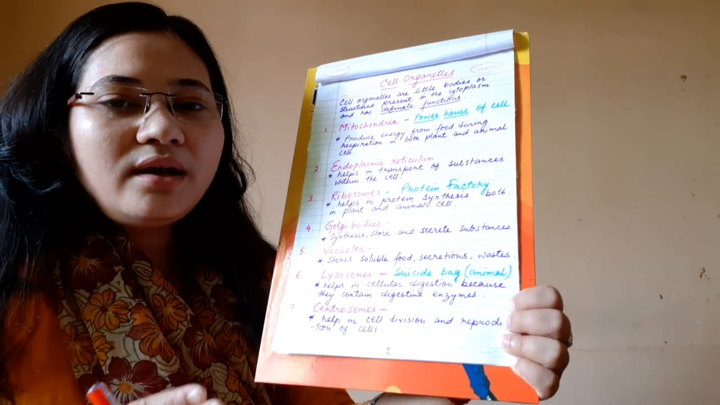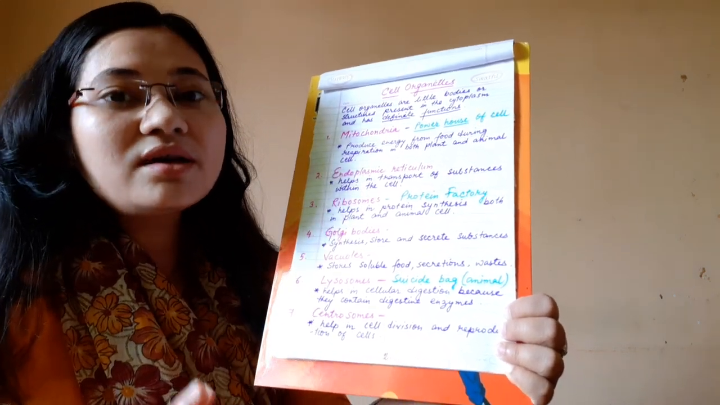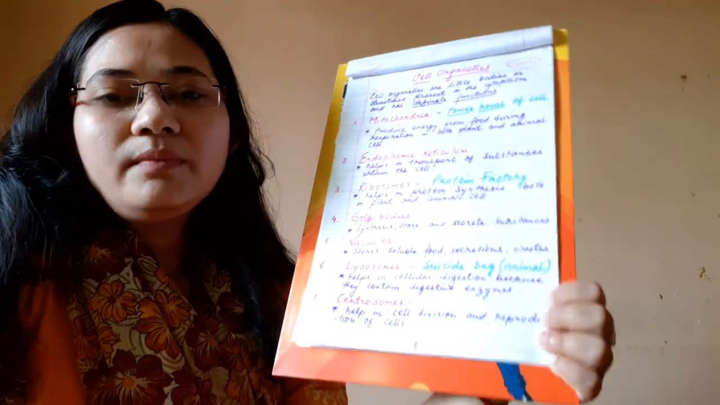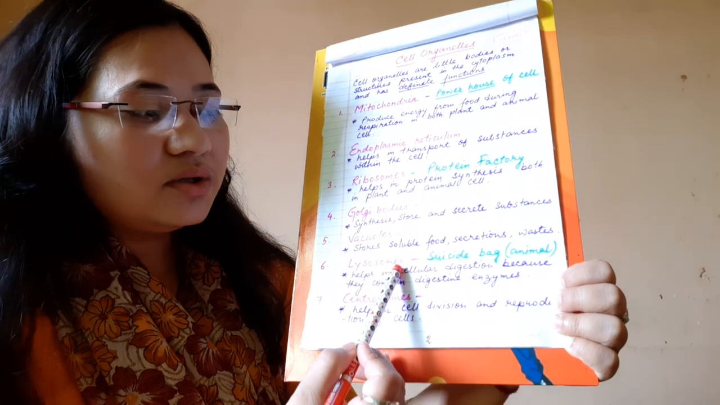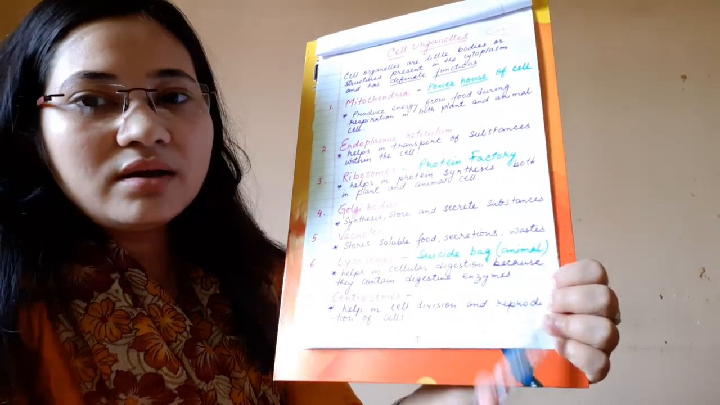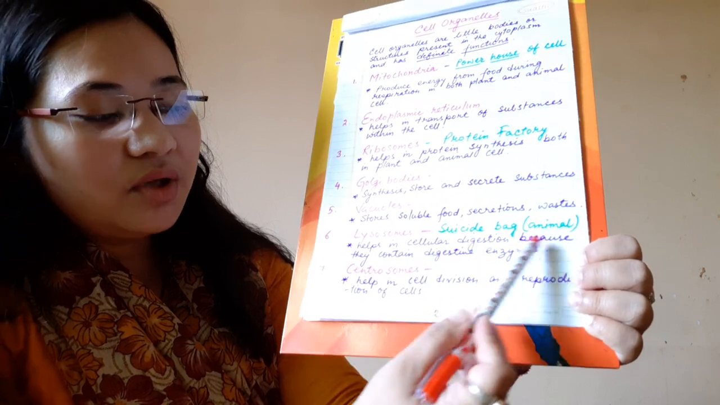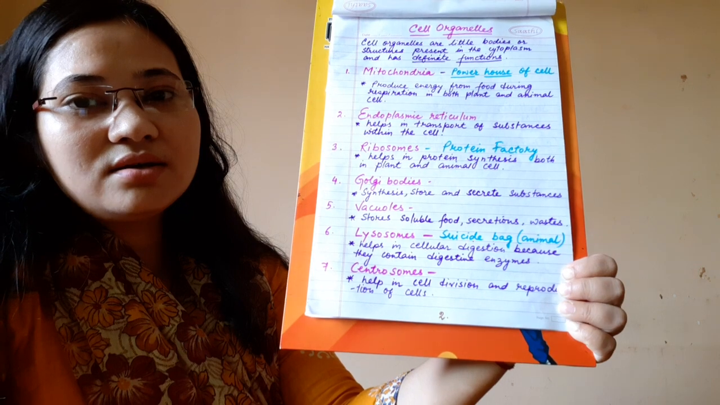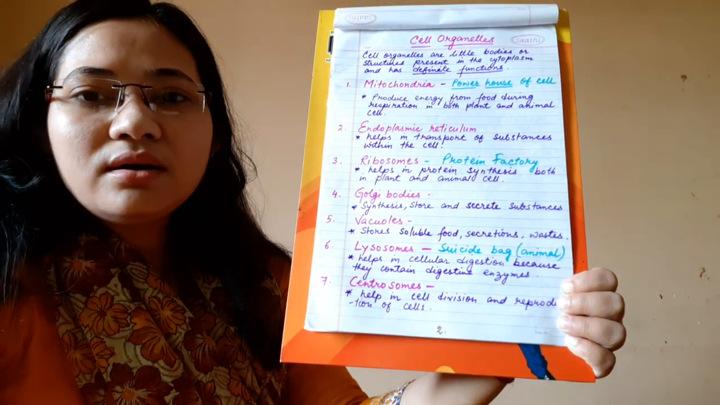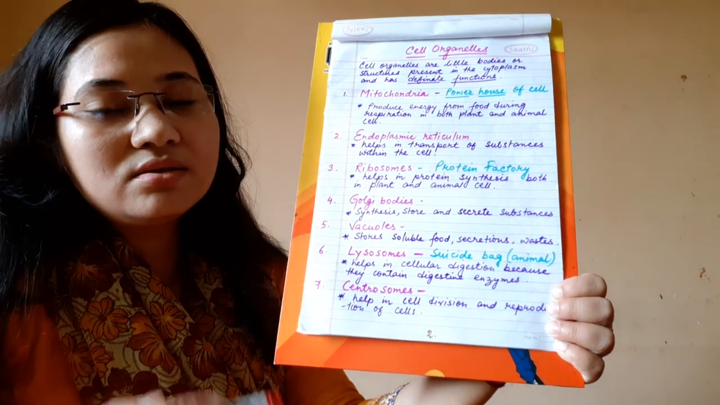In this way, they are like scavengers of the cell. Okay, they keep the cell clean. Like scavengers, you have read about scavengers, they keep the environment clean. In that way lysosomes are also called suicide bags in case of animal cells. Let us see what they do. They help in cellular digestion because they contain digestive enzymes. So by releasing digestive enzymes, they disintegrate the debris or waste substances which are present in the cell.